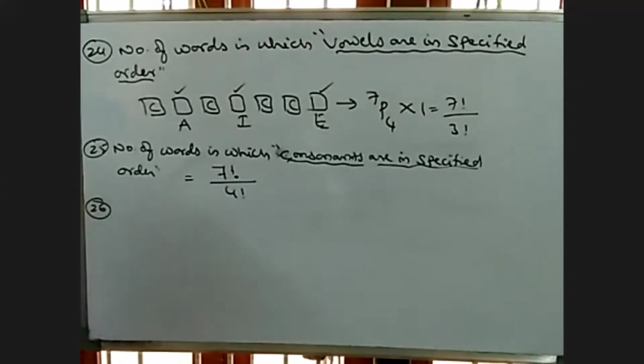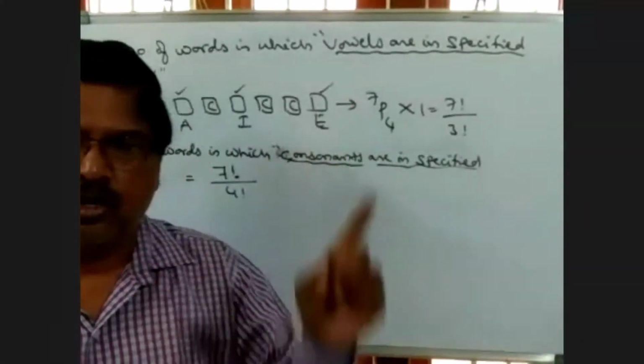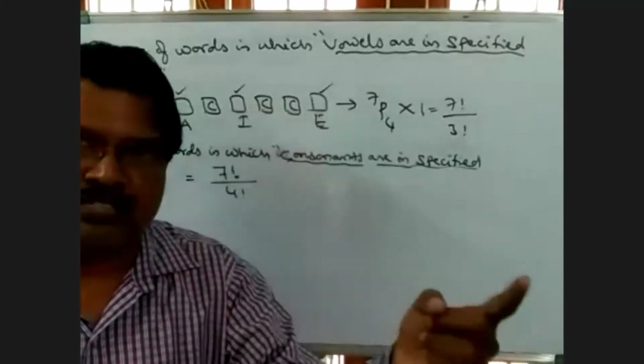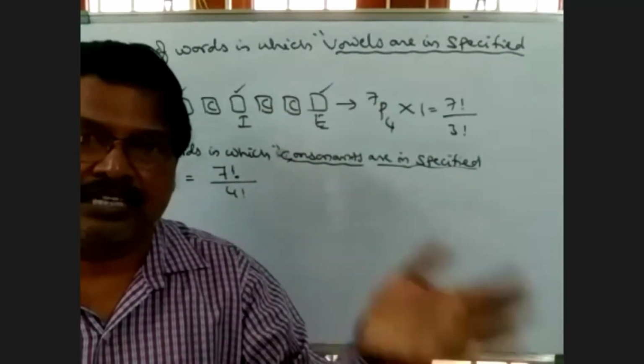Let us take the next bit. So we have gone through no two vowels come together: first arrange consonants. No two consonants come together: first arrange vowels. Vowels and consonants come alternately: least number first.